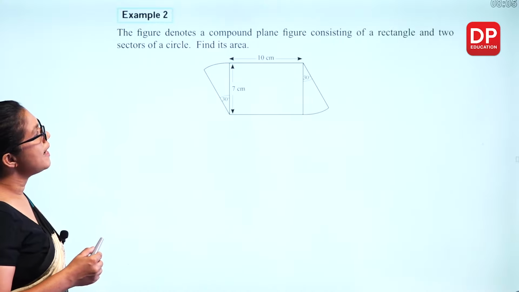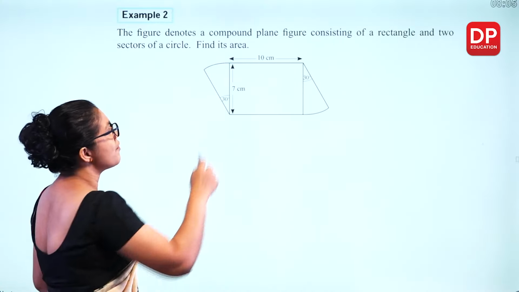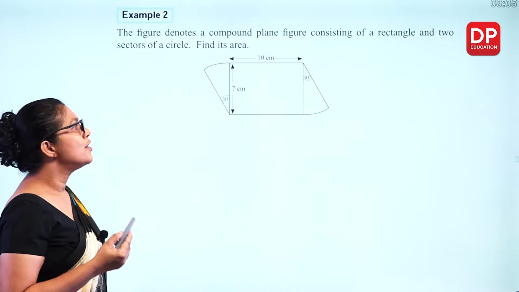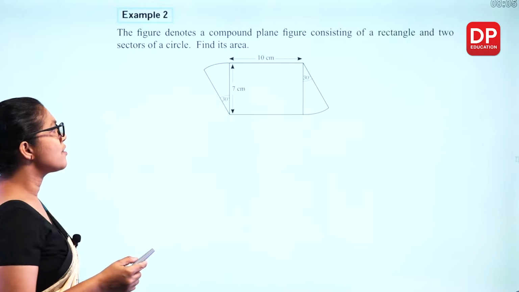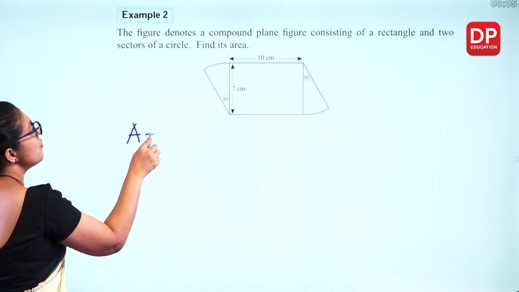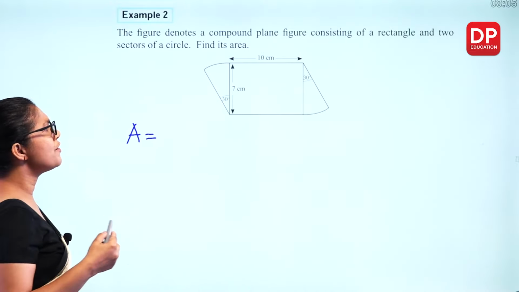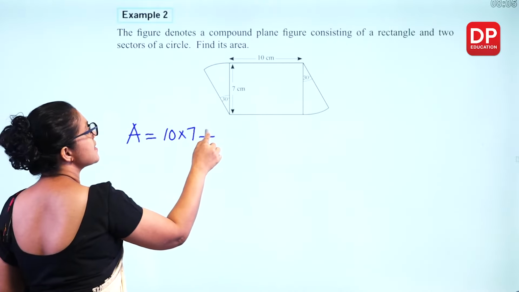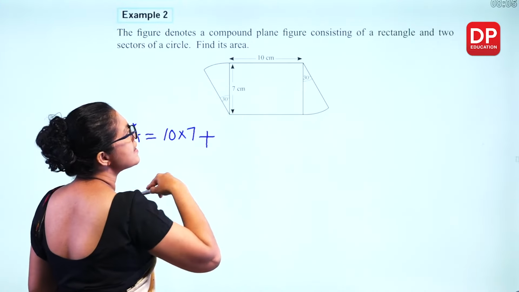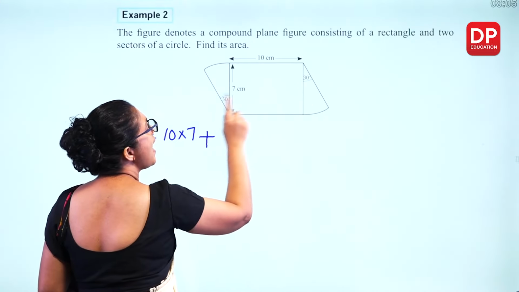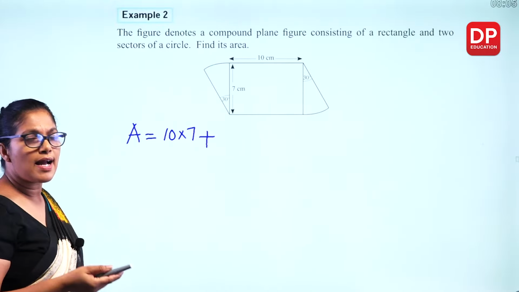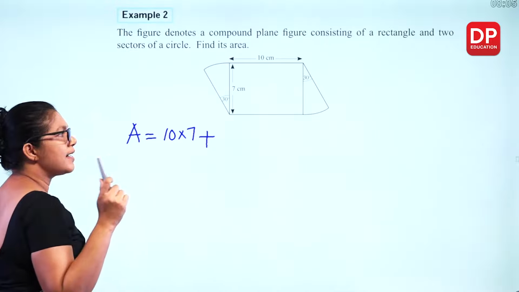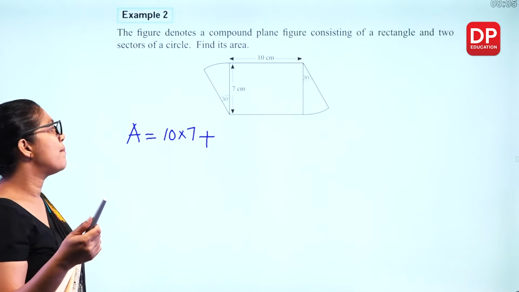Now we'll look at example number 2. This is a compound plane figure consisting of a rectangle and 2 sectors of a circle. Find its area. So you can add all these 3 areas together. How can we find out the full area? Area of the rectangle: length times breadth, 10 times 7. Plus, what is here? One area of a sector. Can you see the same angle you got? That means the areas are equal, and the radius is 7. So you can find the area of one sector and multiply by 2.